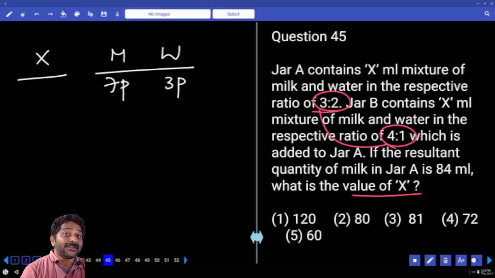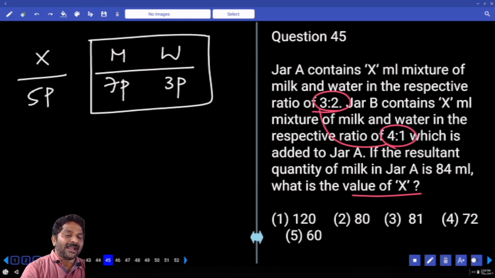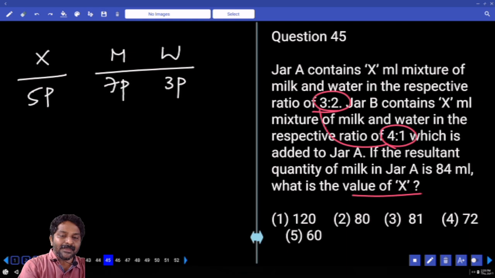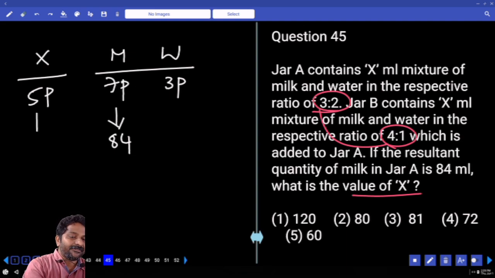What is X in terms of number of parts? 5 parts, correct? After adding both jar A and jar B, we are going to have milk and water in this format, correct? So, now finally, the milk component, they said, is equal to 84.7. How many times is 84? 12 times. Then 5 parts, in the sense, 5 into 12 times, which is 60.